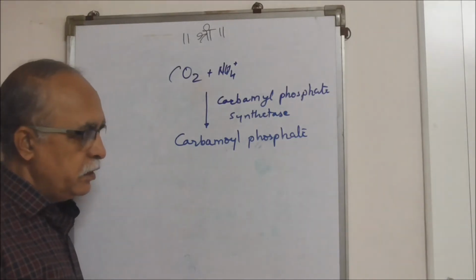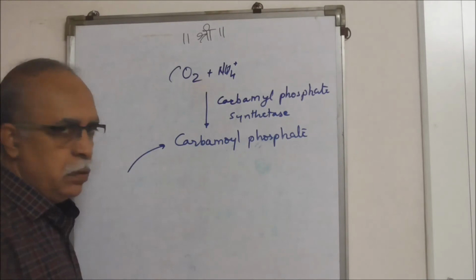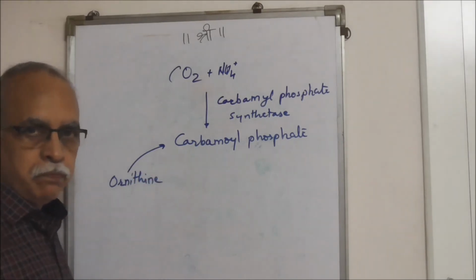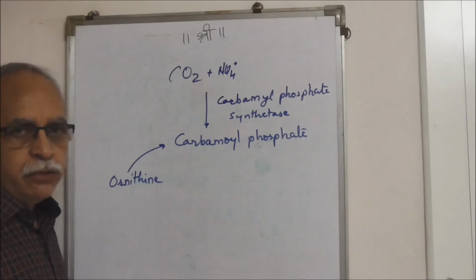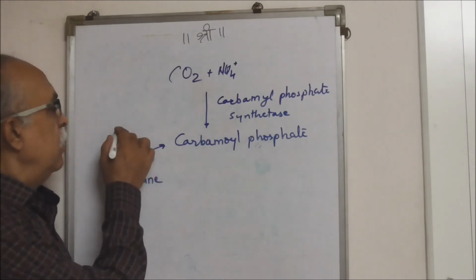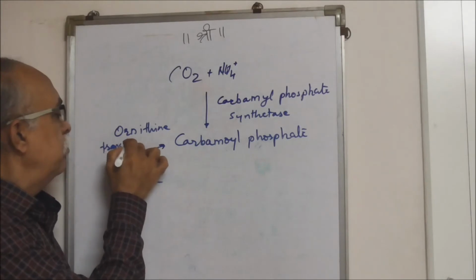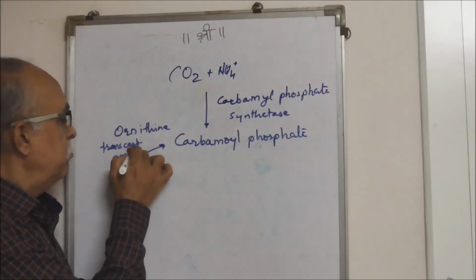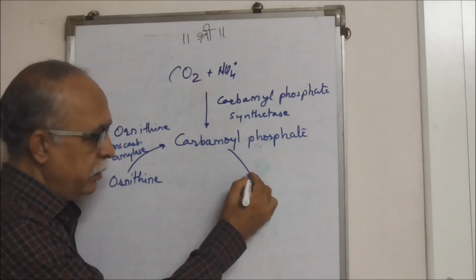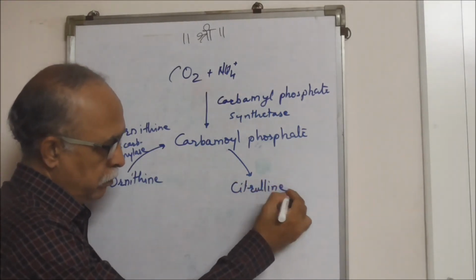Now, carbamyl phosphate that is produced in the mitochondria will enter the cytoplasm, and then it will be made to react with ornithine in the presence of the enzyme ornithine transcarbamylase. In the presence of this enzyme, ornithine is made to react with carbamyl phosphate and it is made into citrulline. That's why it's called the citrulline cycle.